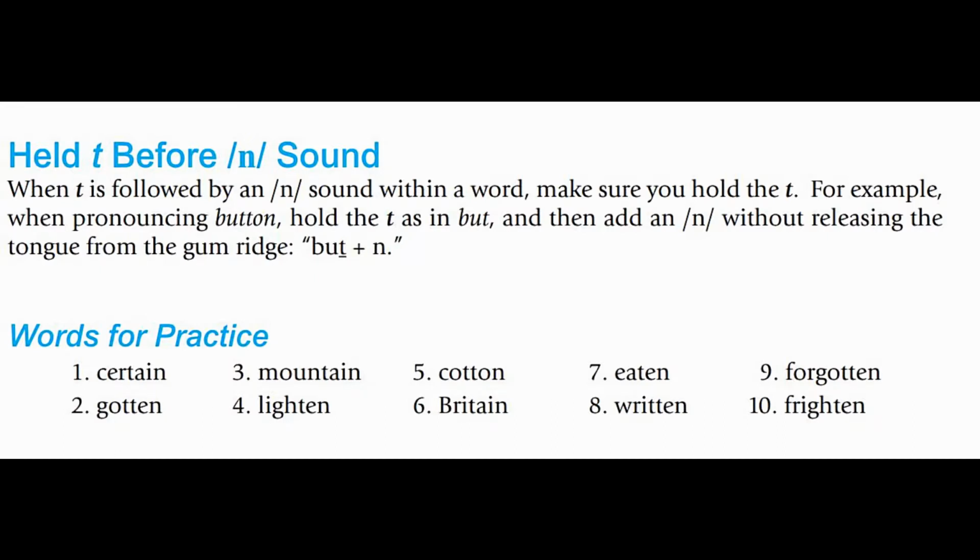Held T before an N sound. When the T is followed by an N sound within a word, make sure that you hold the T. For example, we don't say button with a released T, we say button. Hold the T as in but, and then add an N without releasing the tongue from the gum ridge. Button. Similarly, don't say written or ridden, say written. Don't say kitten with a released T, say kitten.